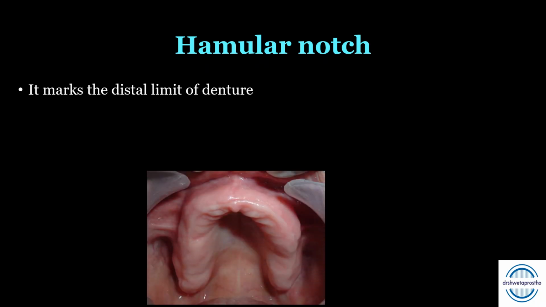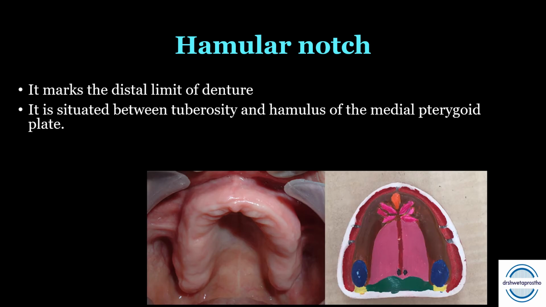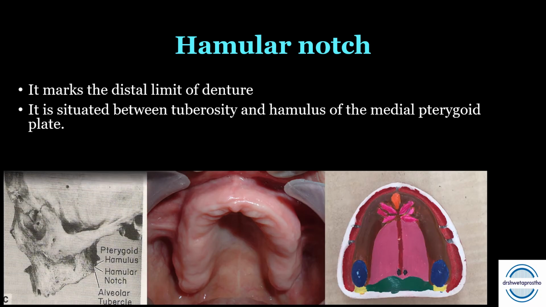Hamular notch. This area marks the distal limit of the denture and also the impression. The yellow area on the model we can see is the hamular notch area. It is situated between the pterygoid hamulus and the alveolar tubercle. This alveolar tubercle forms the tuberosity.